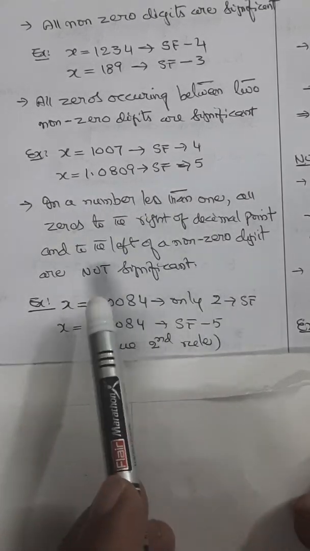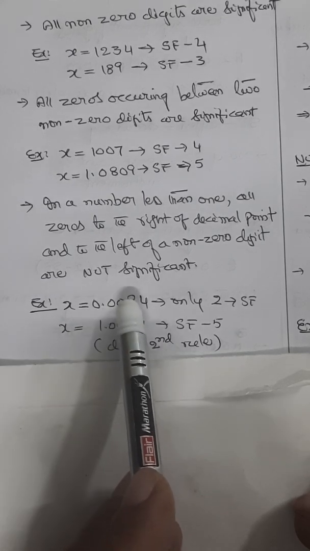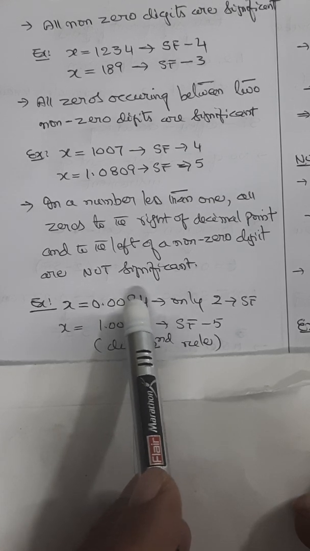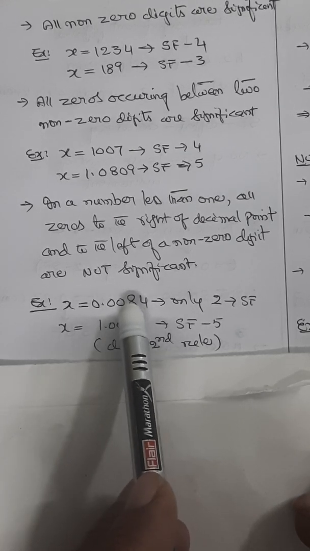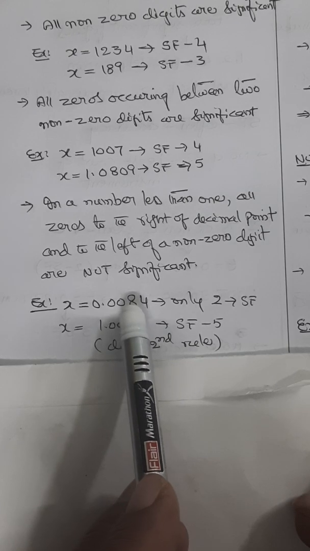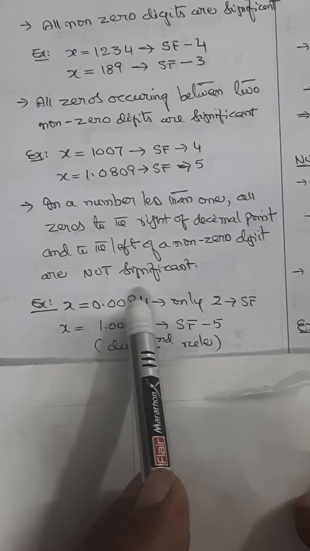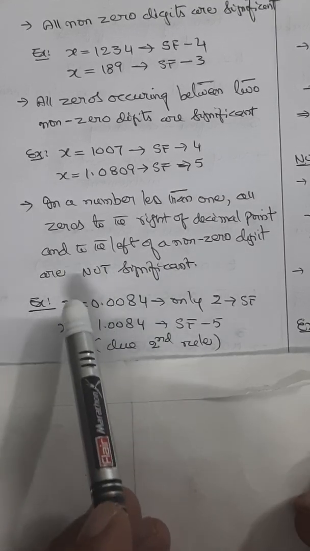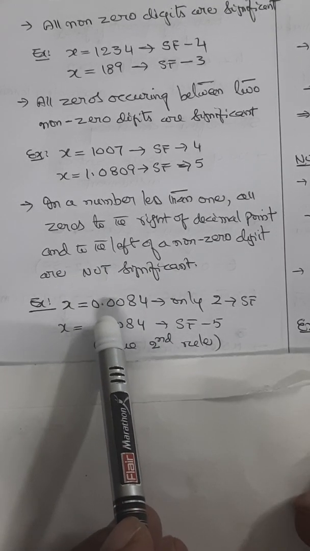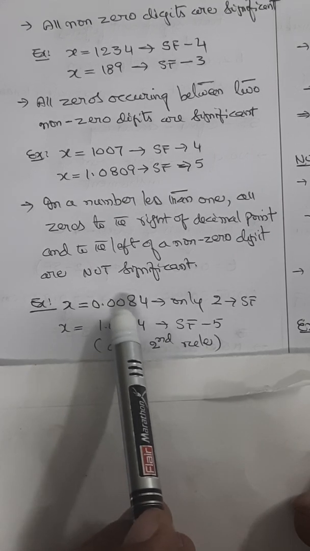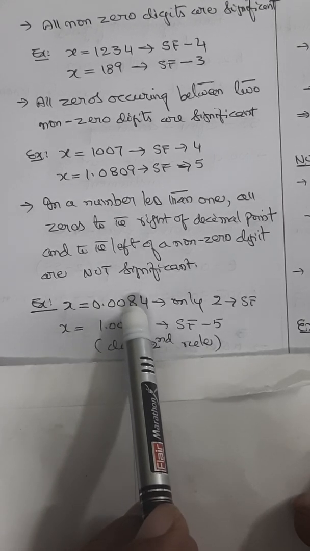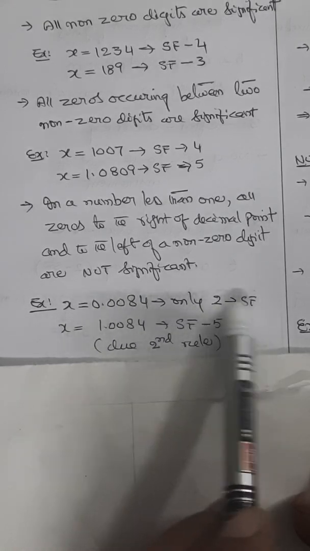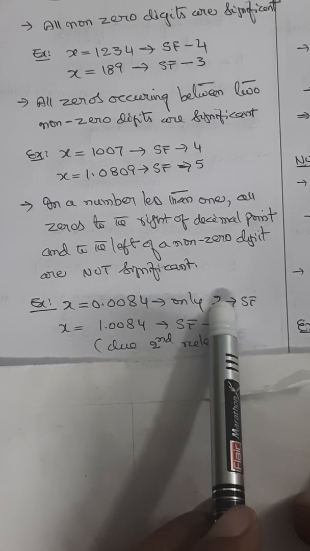All zeros to the right of the decimal point and to the left of a non-zero digit: here the left non-zero digit is what? In the decimal part, 8. So prior to that, what are there? 0. These two have to be ignored because they are not significant. So all the zeros to the right of the decimal point and to the left of the non-zero digit are not significant. So therefore you cannot take them. Therefore, you only have 2 significant figures here.